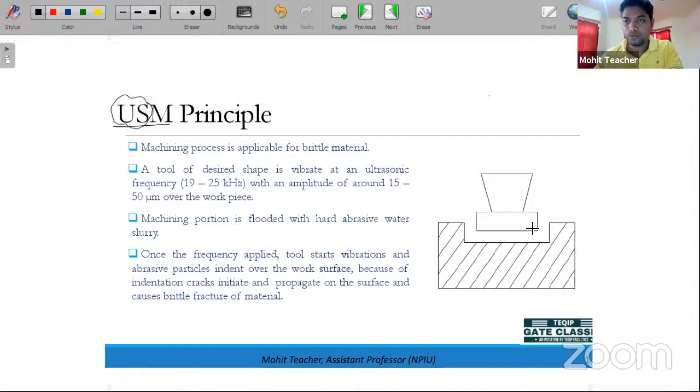What is the principle? This is a tool, and this is basically the horn, and this is the workpiece. Here we are using a simple pump system through which we pump the abrasive slurry. This abrasive slurry is a combination of water plus abrasive particles.